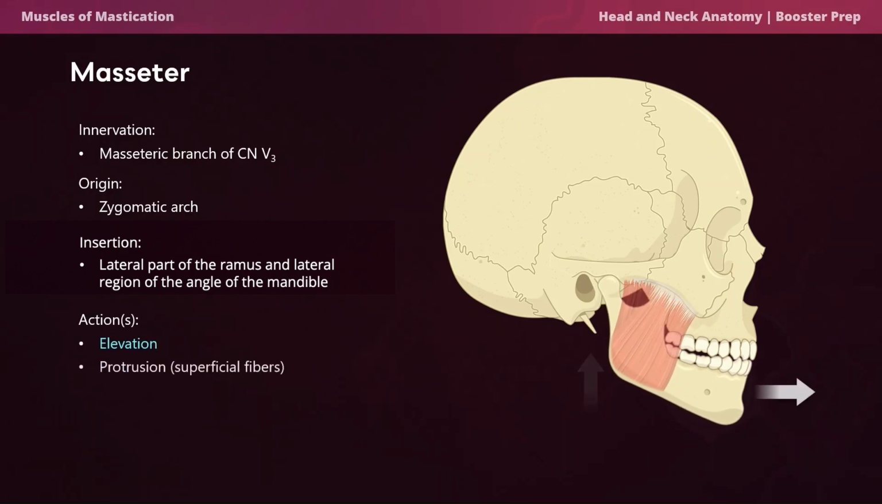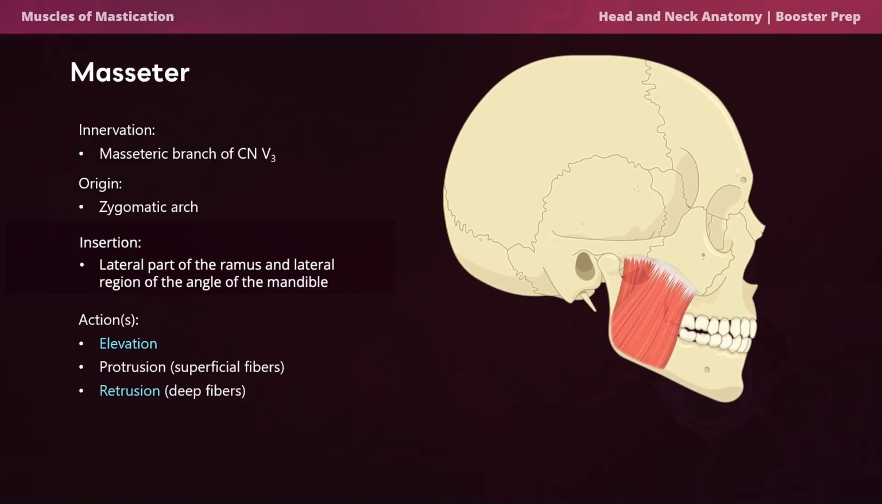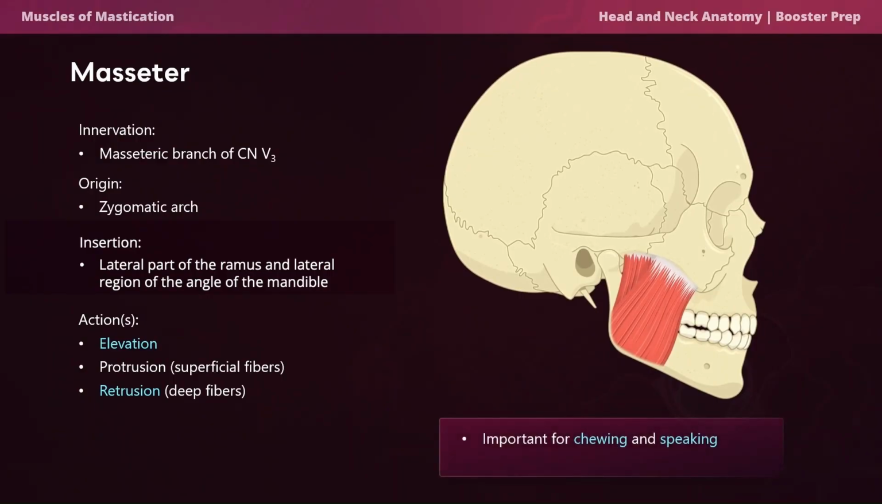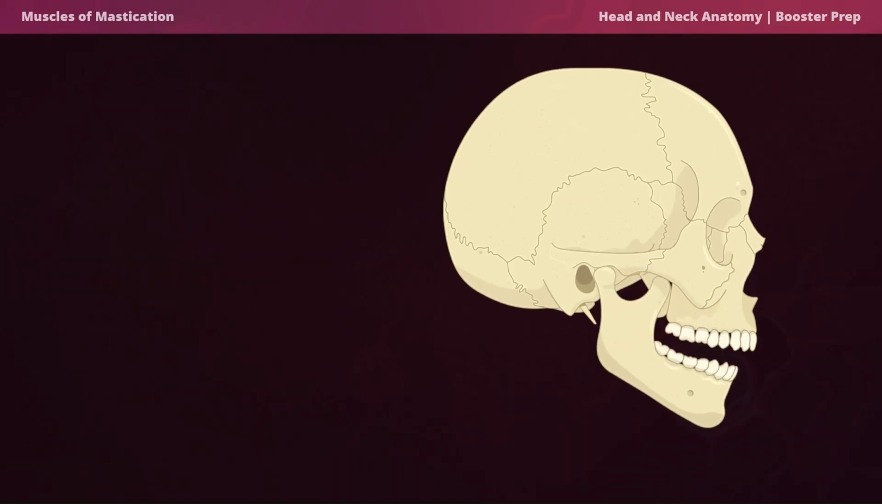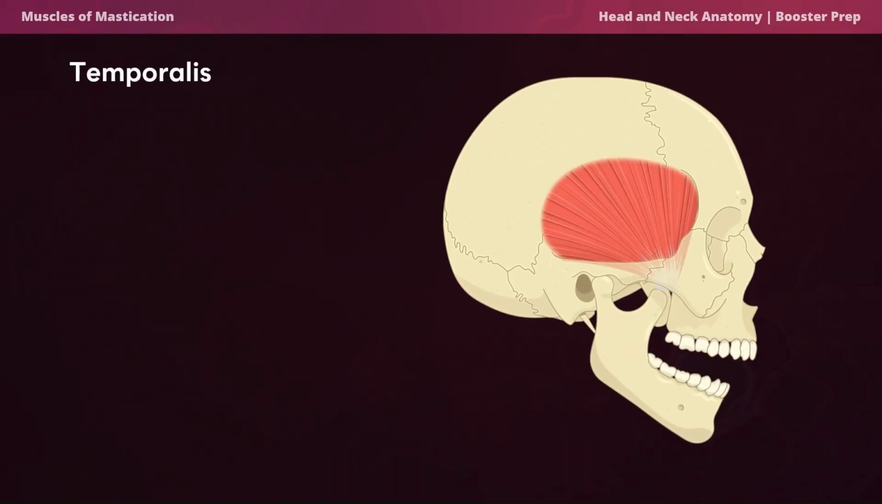The superficial fibers protrude the mandible, while the deep fibers retrude the mandible. All of these actions are important for when we chew and when we speak. It's also important to note that the masseter is the muscle that is associated with the pain felt by people who have bruxism. The next muscle that we're going to talk about is the temporalis muscle.